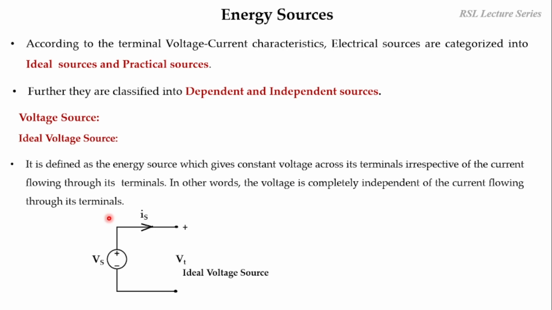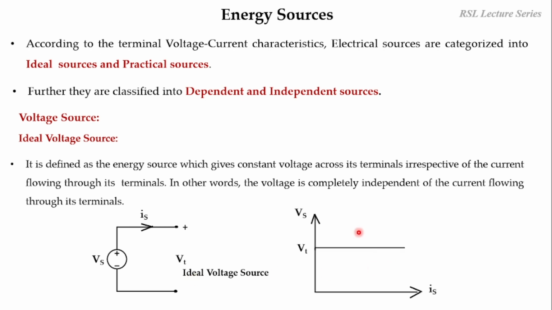If you see the circuit, this is the representation of the ideal voltage source. It is represented as a plus and minus inside a circle. It is a DC voltage source Vs, and the current flowing through the circuit is Is due to the source, and this is the terminal voltage. If we connect a load at these two terminals, then Vt is the voltage across the load. This is called the terminal voltage.